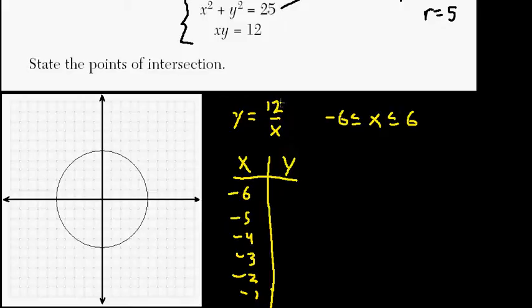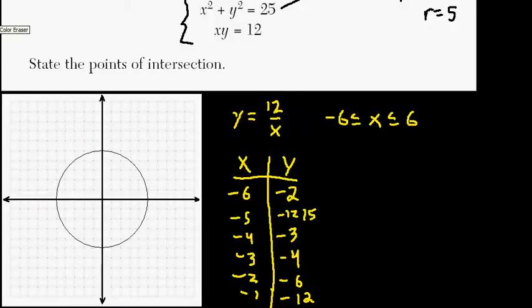So if x is -6, 12 over -6 is -2. If x is -5, it's going to be -12 over 5, which unfortunately does not reduce. If it's -4, 12 over -4 is -3. If x is -3, 12 over -3 is -4. If x is -2, then 12 over -2 is -6. And if x is -1, 12 over -1 is just -12. Okay? So we have that part.